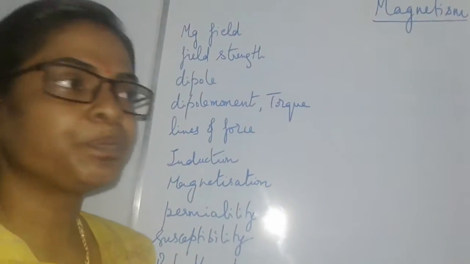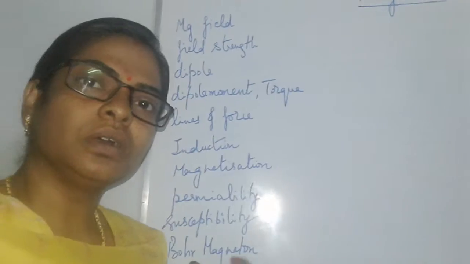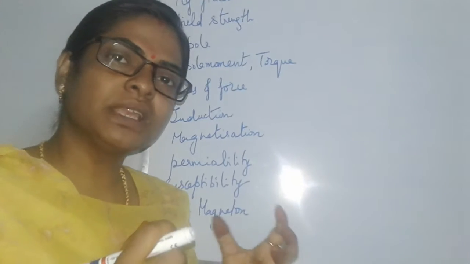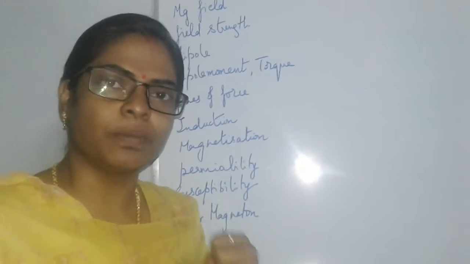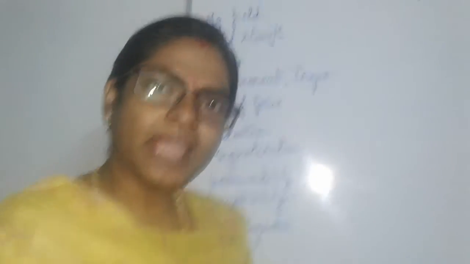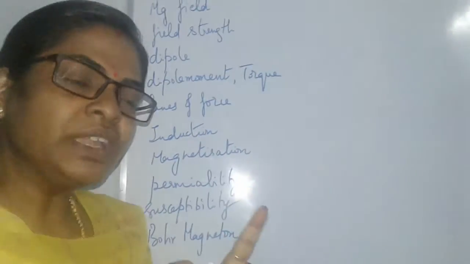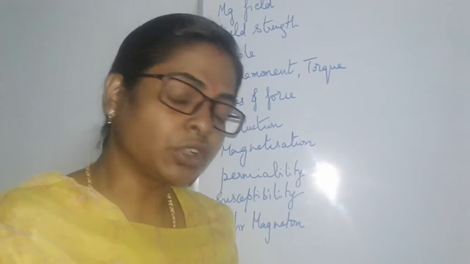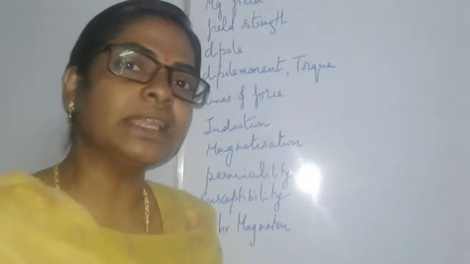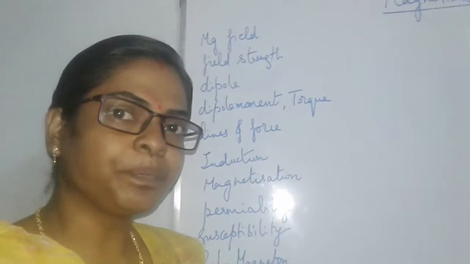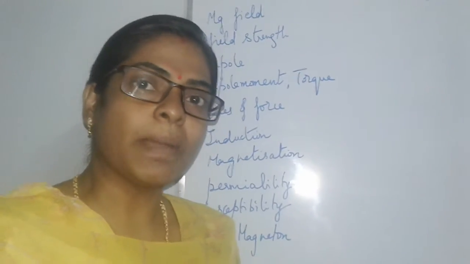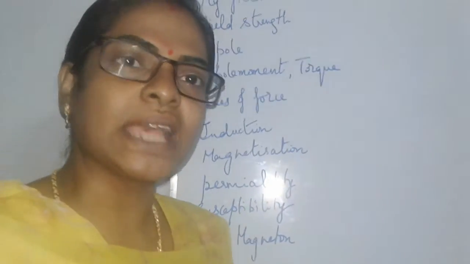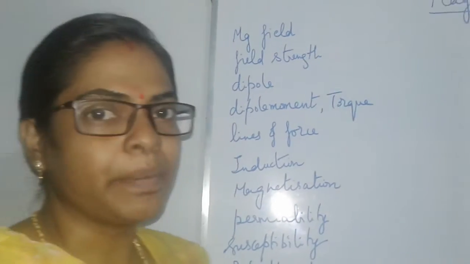First one is magnetic field. When you place a unit north pole at a point, if it experiences some force of attraction or force of repulsion, Coulombic force, then we can say there exists a field. So a field is a space surrounding the magnet where the north pole experiences a force. That is called the magnetic field. And the magnetic field strength is the intensity. Magnetic field intensity or magnetic field strength is the magnitude of the force experienced by a unit north pole placed at that point.